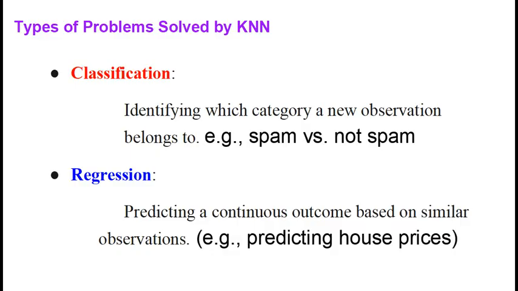Types of problems solved by KNN. KNN can handle two types of problems. First, classification, where the output is a category or label, for example, identifying whether an email is spam or not. Second is regression, where the output is a continuous value, such as predicting house prices. So this dual capability makes KNN a flexible algorithm.